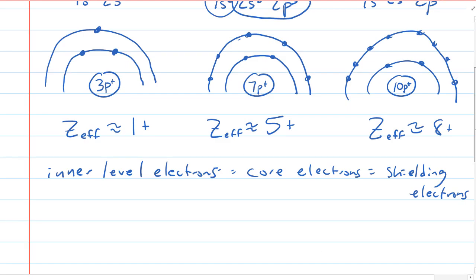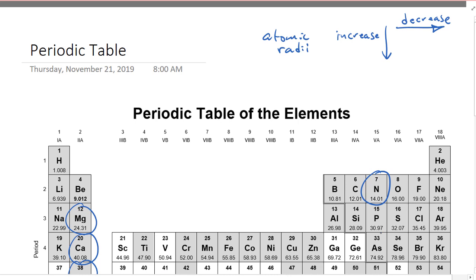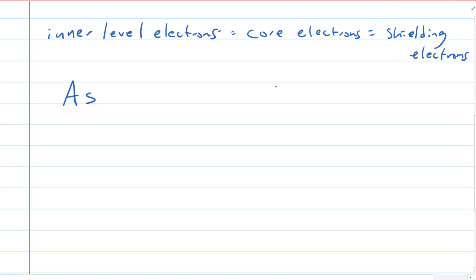If we looked at one other example, we went out a little further. Let's look at something like arsenic. If we want to look at its effective nuclear charge, we write out the complete electron configuration for arsenic. So arsenic is right here. We know its configuration is going to end with 4p3. So out here we'll have a 4p3.